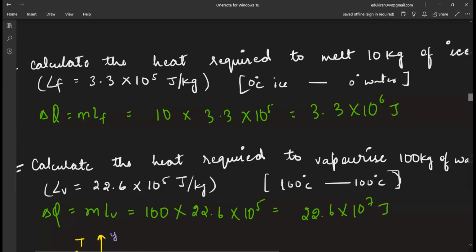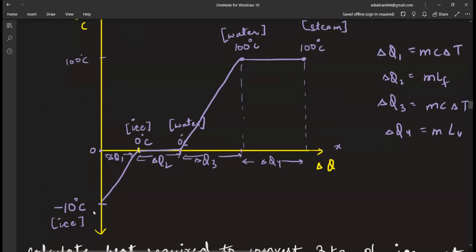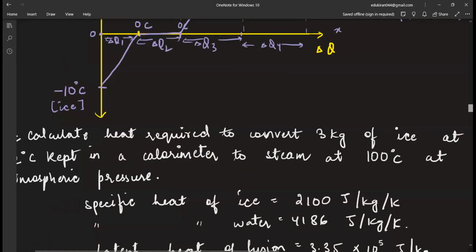And see, if we plot the graph of all this, it will look like this. Initially, minus 10 degree ice, there is a rise in temperature up to 0 degree ice. Then there is no change in temperature, there is a change in state. Then there's a big change in temperature from 0 degree Celsius to 100 degree. Then temperature remains constant, so water changes to steam. So in the first case, we use MC delta T, second case we use MLF, third case we use MC delta T, fourth case we use MLV, like this. Okay, write it down.